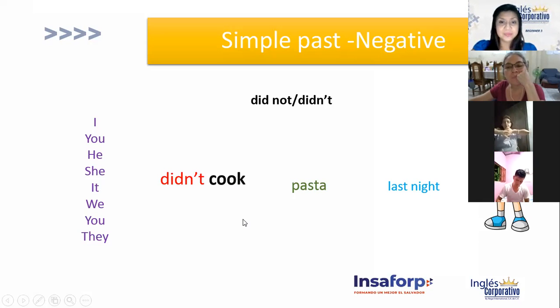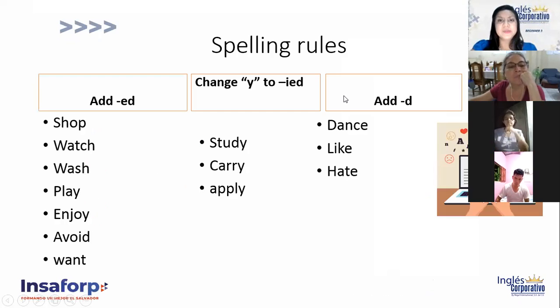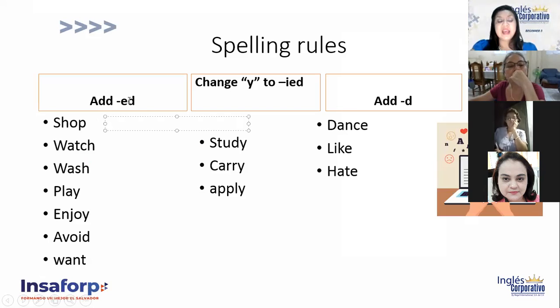Va normal, ¿ok? And there are some spelling rules for the regular verbs. Okay? Hay unas reglas. Para la mayoría de los verbos you add ED. Cuando termine en Y, you change the Y to IED. And if the verb ends in E, you just have to add the D. Okay? For example, shop. Vaya, cuando tenemos un verbo que es una sola sílaba, como shop, it's only one syllable, we have to double. Entonces, doblamos la última letra, en este caso, it's P. Y le agregamos ED. Shopped.